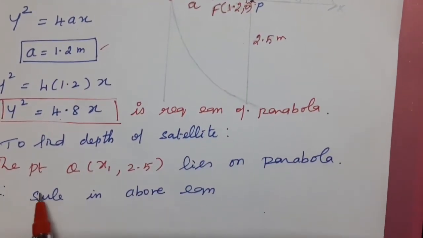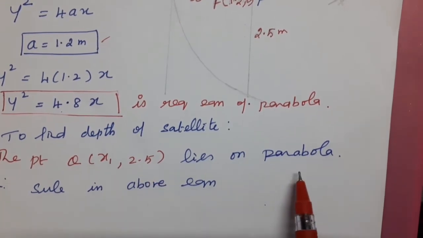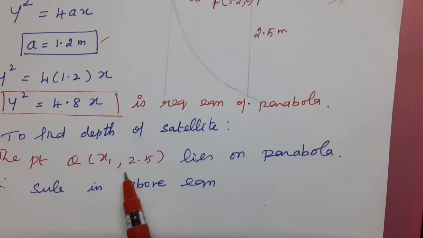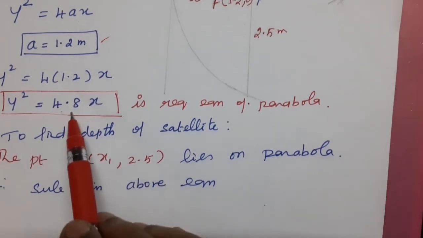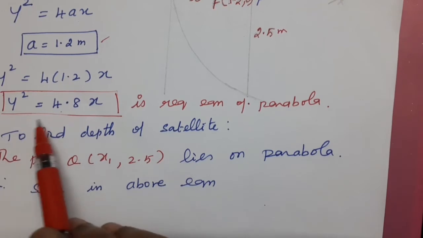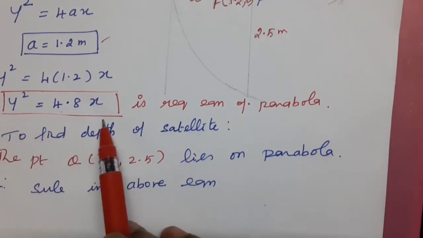So what is the point? The point Q (x1, 2.5) lies on the parabola. Substitute it in the above equation. What is the above equation? The equation of the parabola, just now we found, is y square equal to 4.8 into x.